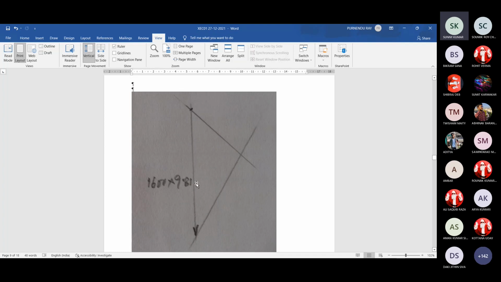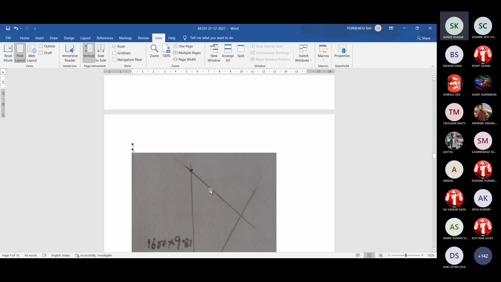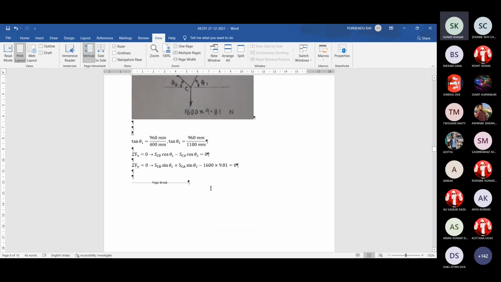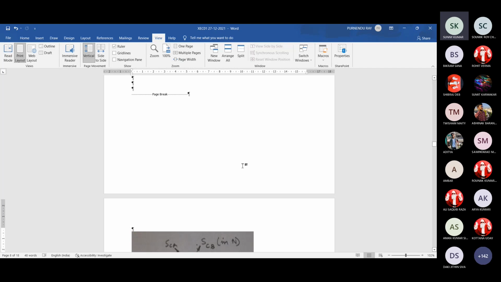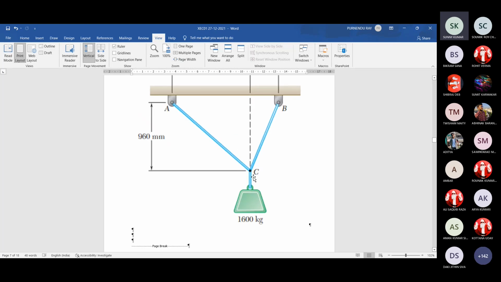So you are getting that idea. In this way, the complete graphical or complete analytical solution. So just hold a moment. Okay, I'll be back within a minute.